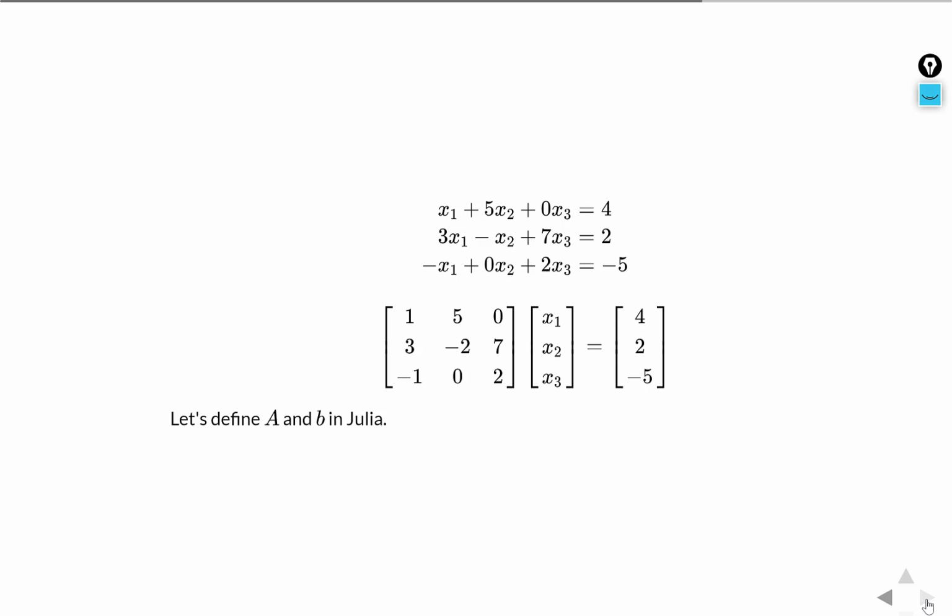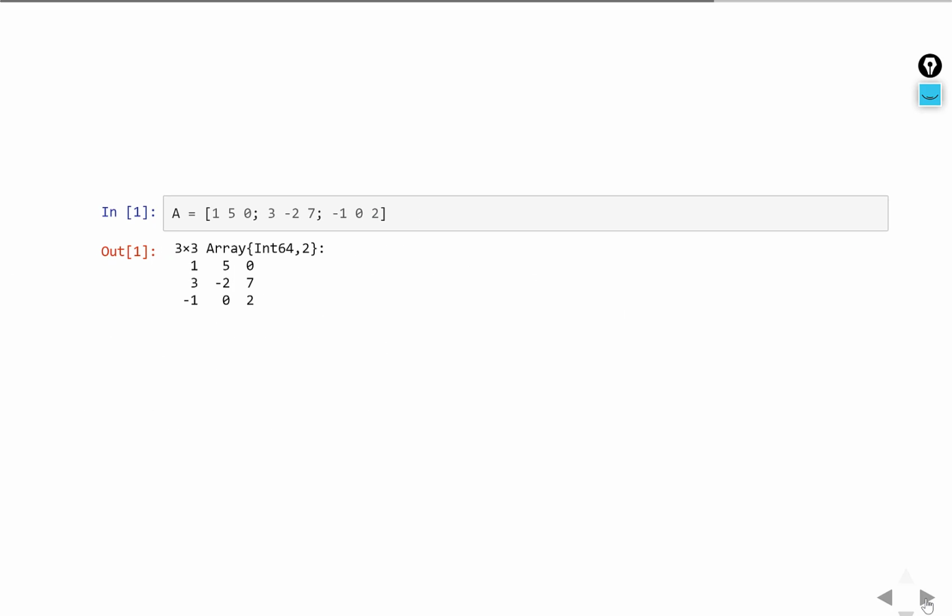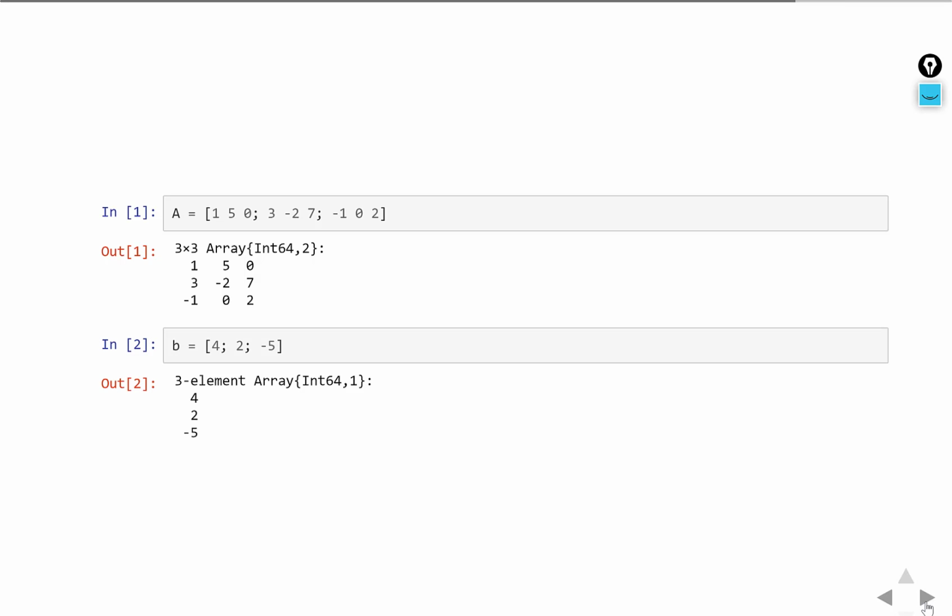Now let's define A and B in Julia. We've seen this before. We can define A to be a 3 by 3 array and B to be a 3 vector.